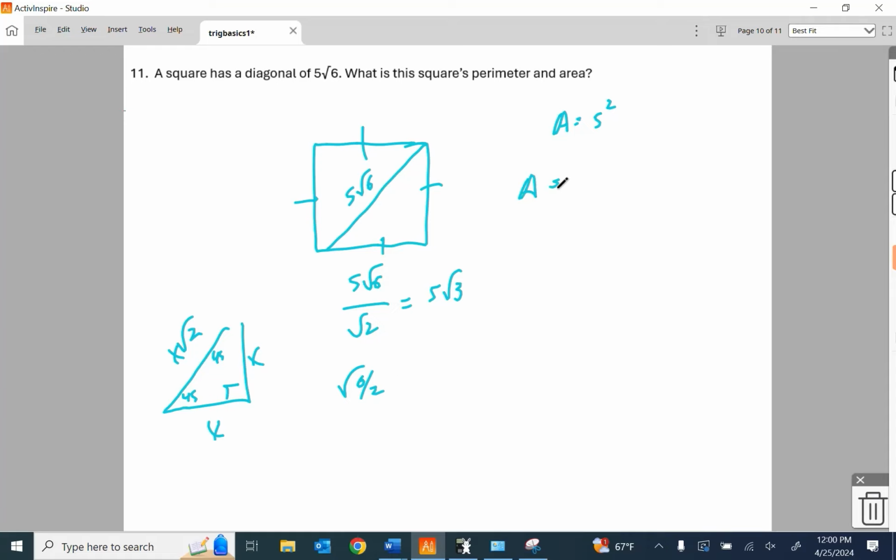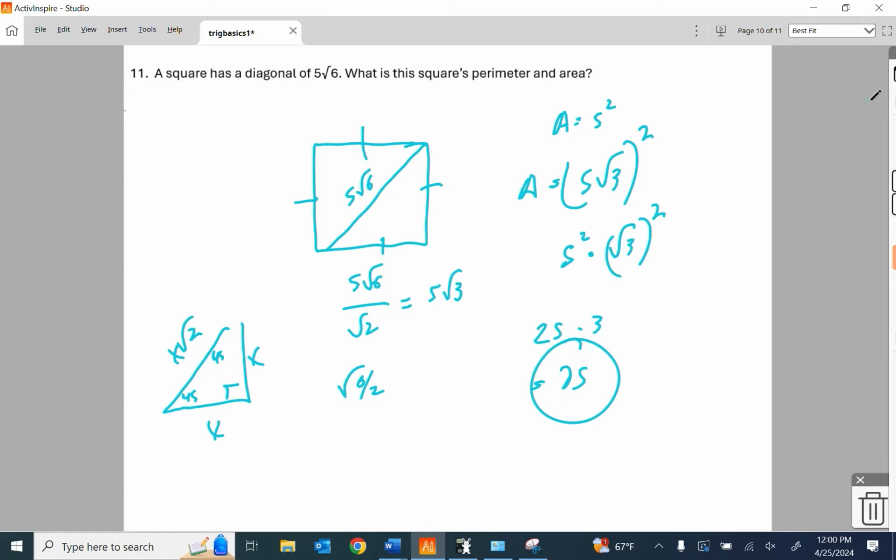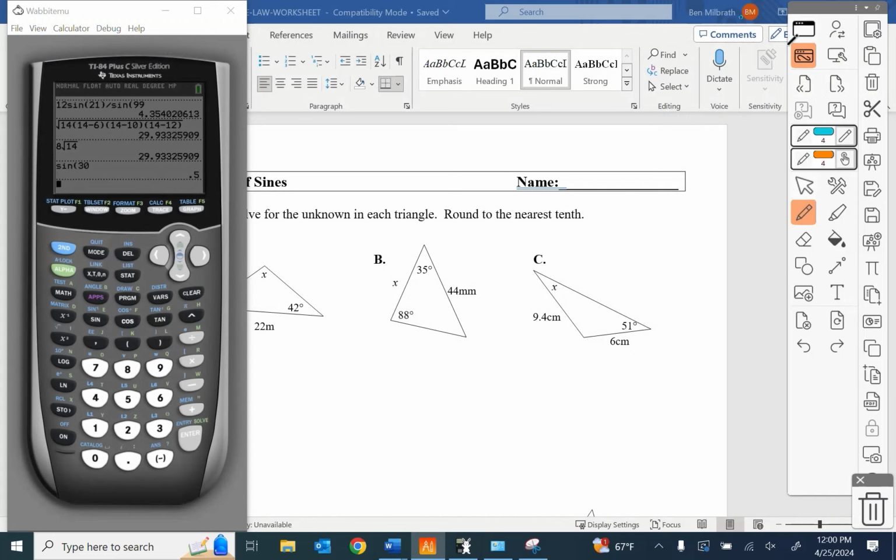And moving forward with my life, I take 5√3 and I square it. And to square that, you square both pieces. This is 5 squared times a root of 3 that is squared. 5 squared is 25. √3 squared is 3. And I get 75. And I think I got one more. And then I'm done with trig basics. I hit that button again.